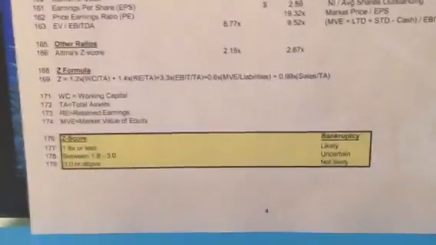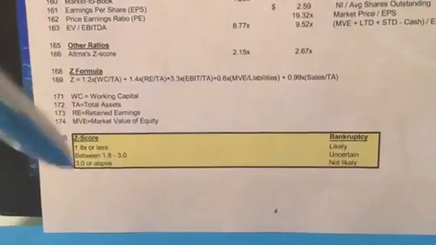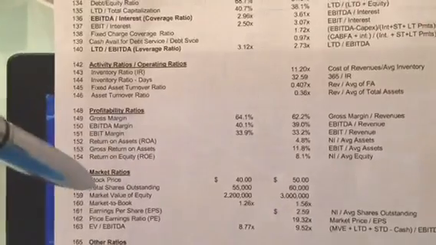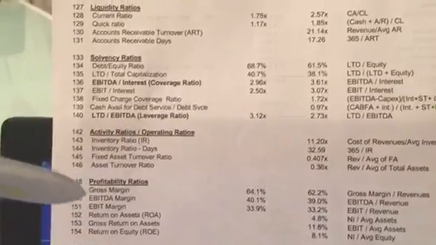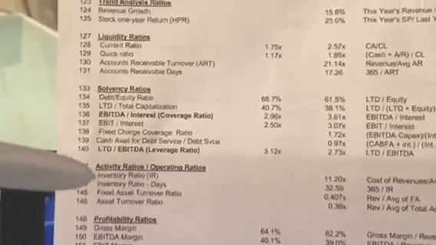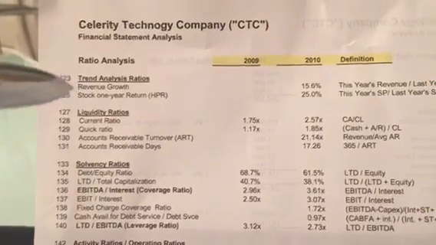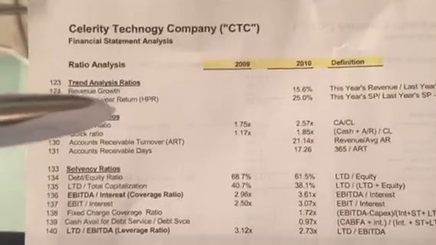What I won't give you is the z-score, so don't worry about learning the z-score. And even the market ratios, you don't have to know that. But I'm going to give you some of the profitability ratios, activity ratios, solvency ratios, liquidity ratios, even trend analysis and growth rates. You should know how to calculate growth rates.